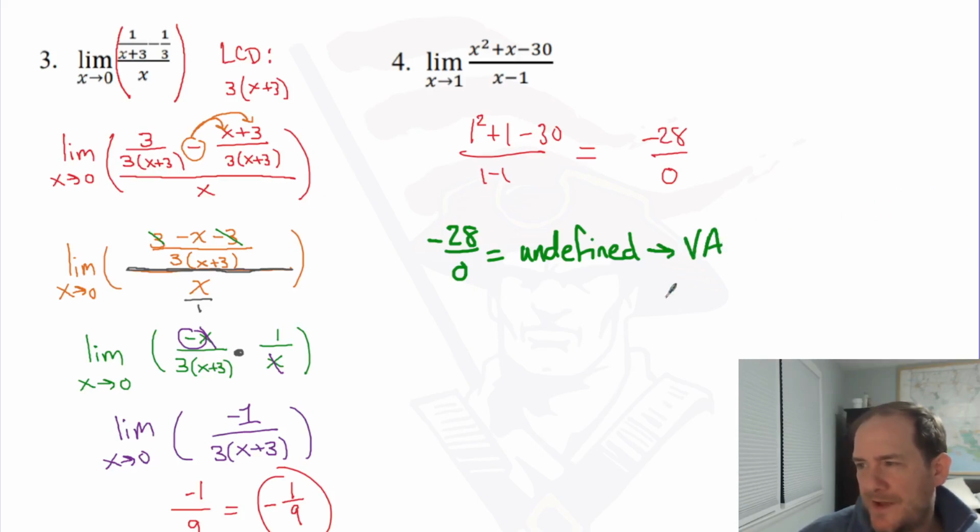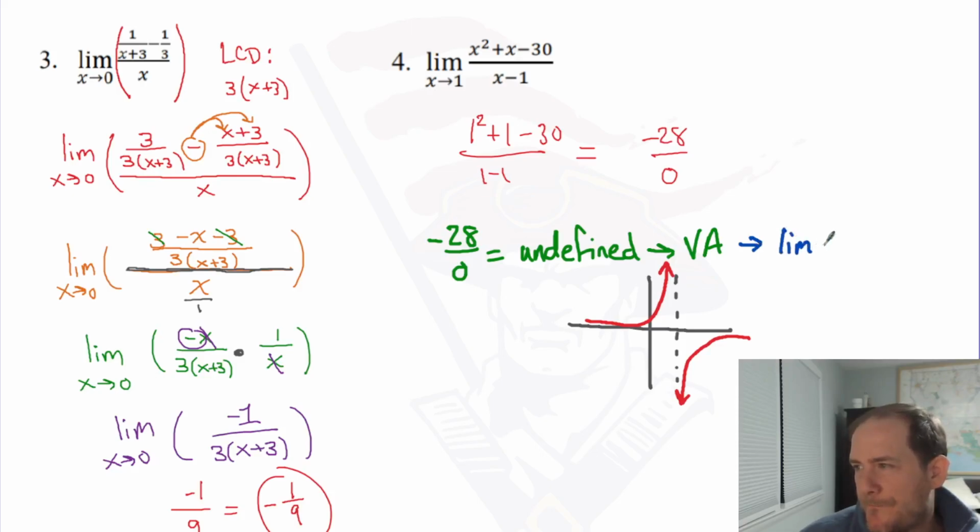And so now think about that graphically. If you had some graph that had a vertical asymptote, then 9 times out of 10, that means that as you approach from one side, you get a limit that goes to infinity. But as you approach from the other side, you get a limit that goes to negative infinity. And we know that that implies that the limit does not exist.